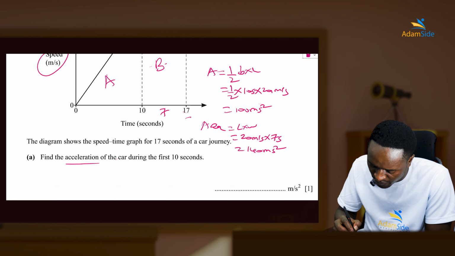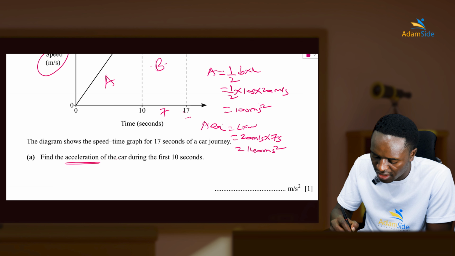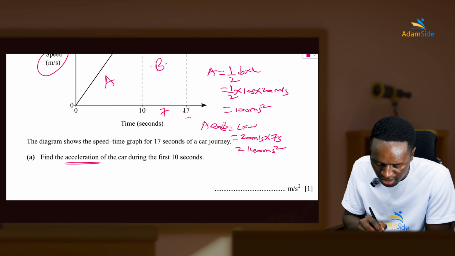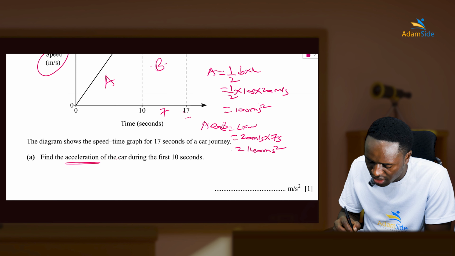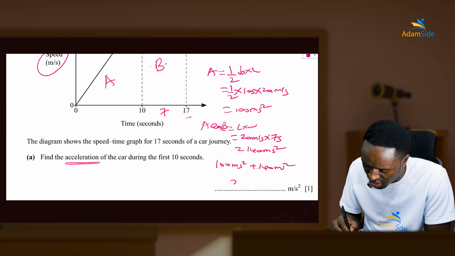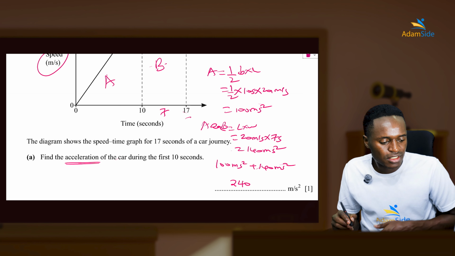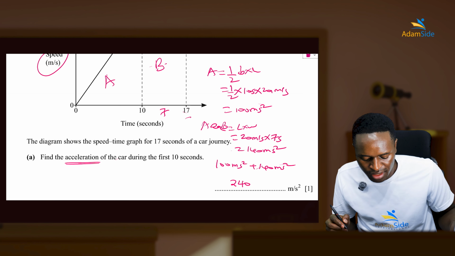Then the total area should be equal to the total acceleration. Total area of A and area of B is equal to the acceleration. Therefore, you say 100 meter per square second plus 140 meters per squared second is equal to the total acceleration, which will be 240 meters per squared second. That's your answer. Next question.